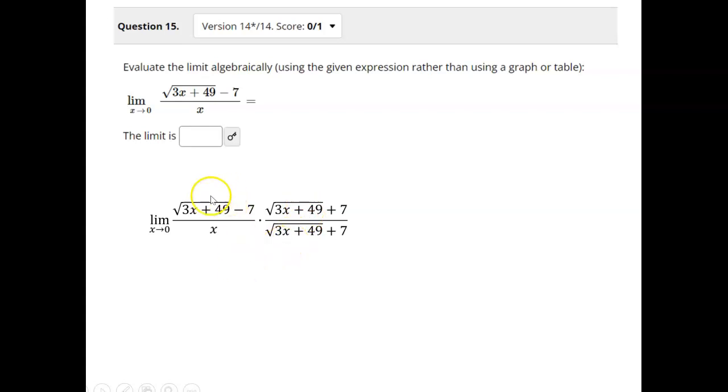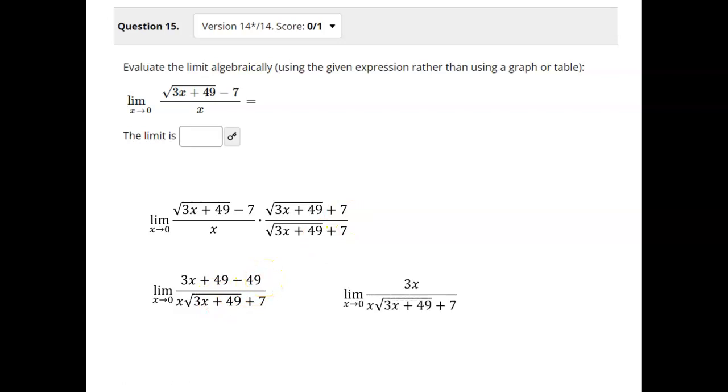Now, if we take this expression and FOIL the numerator, but leave the denominator alone, we get this expression because we know a radical times a radical will give me the expression underneath the radical without the radical, because it's that squared. This will give me a positive 7 times the radical. This will give me a negative 7 times the radical, which will cancel each other out. And then a negative 7 times a positive 7 is a negative 49.